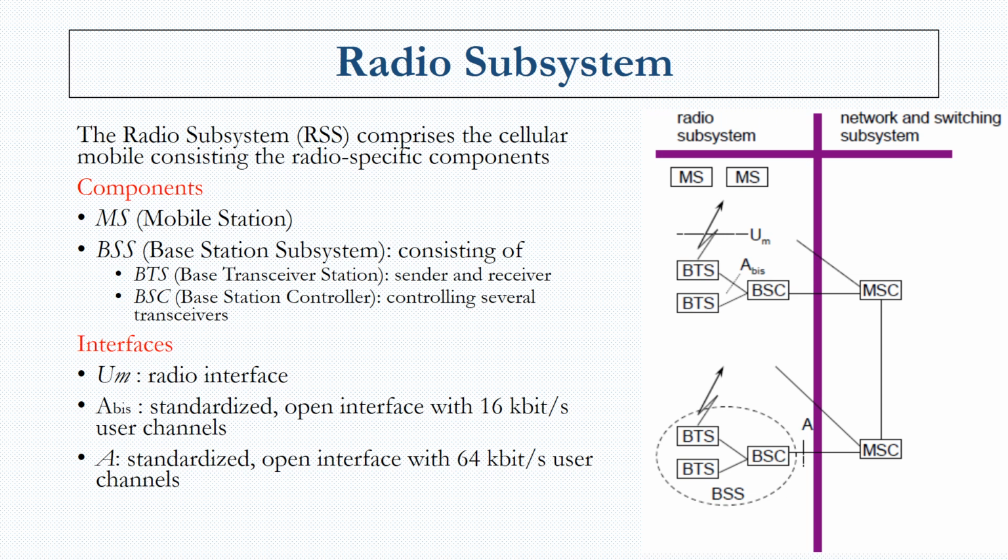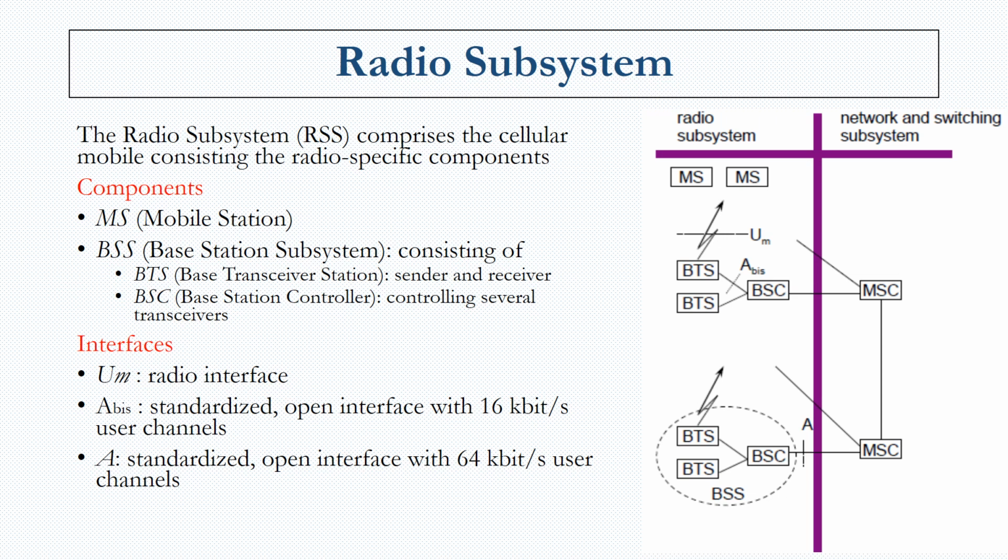The radio subsystem, which is generally called the RSS, consists of the radio specific components. In this diagram you can see that the radio subsystem consists of components like the mobile stations and the base station subsystem. The base station subsystem is nothing but the BTS and the BSC. The BTS is called the base transceiver station and the BSC is the base station controller.